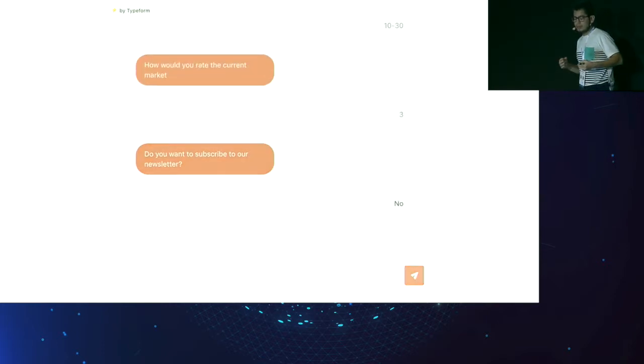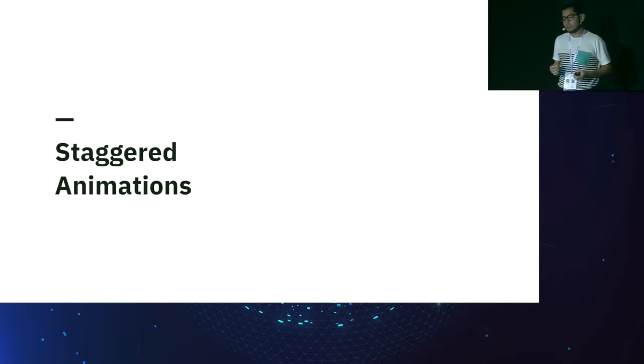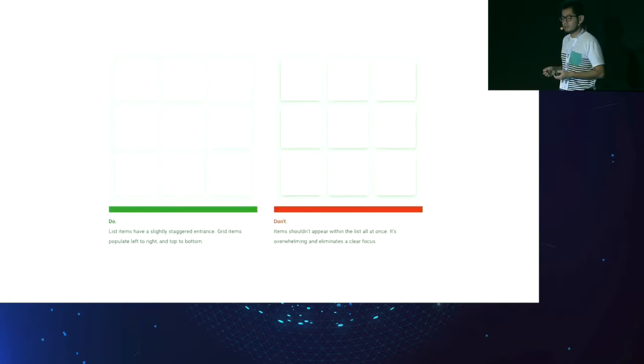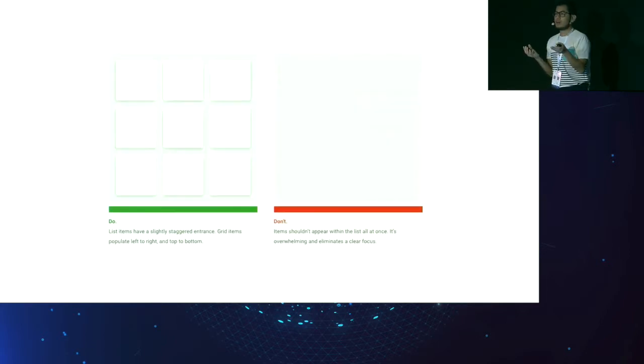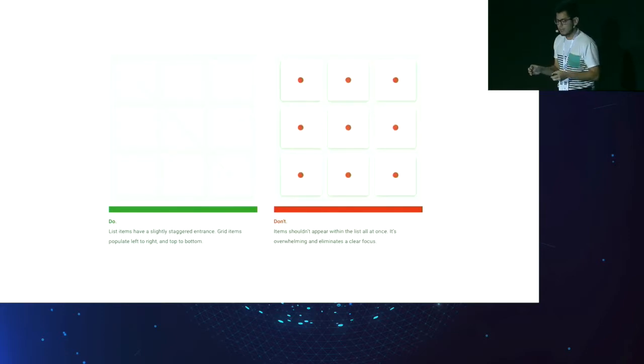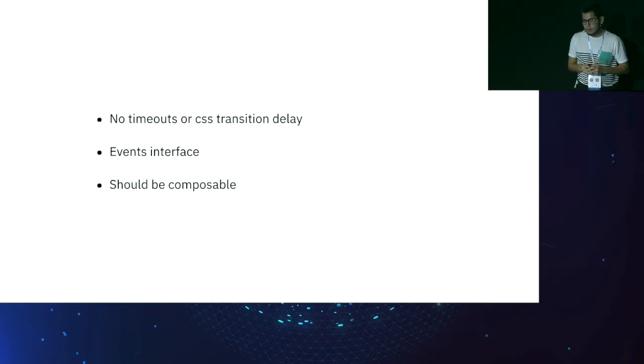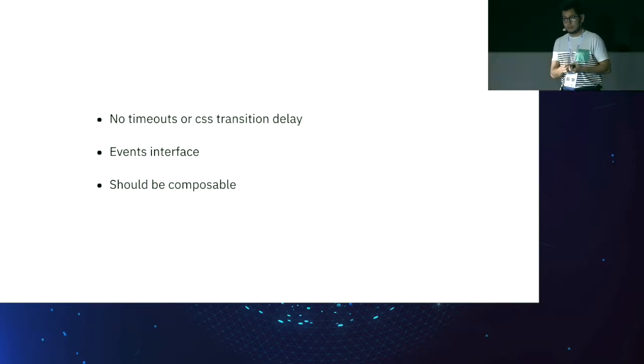So this kind of orchestration is called staggered animations. Staggered animations is basically a collection of elements that follow an animation naturally. It's not this, but this. Previously, in the concept, all the animations were kind of simple, so we managed to do it with timeouts or CSS transition delays. But this wasn't the case, so we needed to find something that was more event-driven.